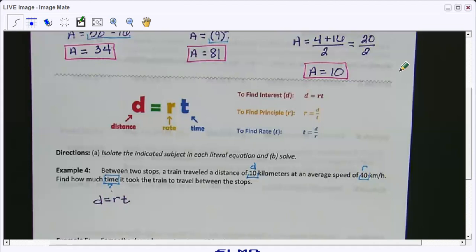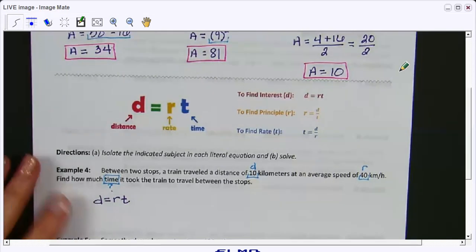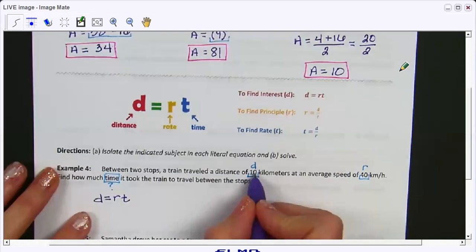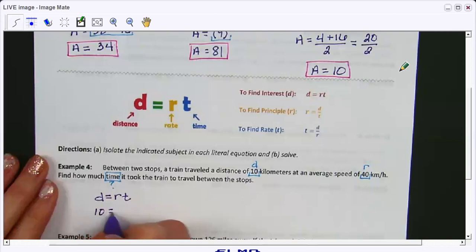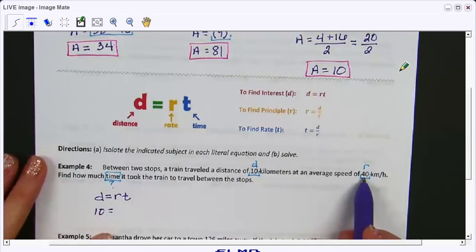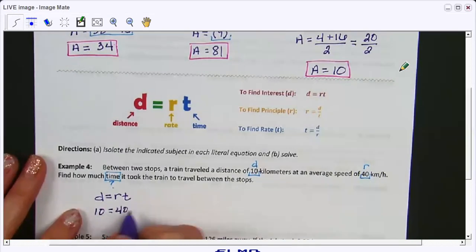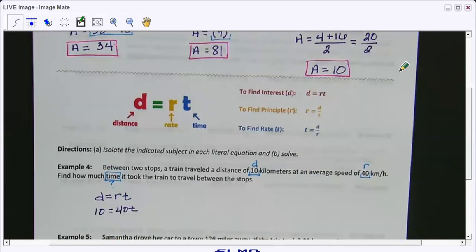Okay, and I'm going to plug in what I know and solve for what it's asking, which is time. So I'm going to plug in my distance of 10. I'm now going to plug in my rate of 40. And I don't know what time is, so I just leave that alone.